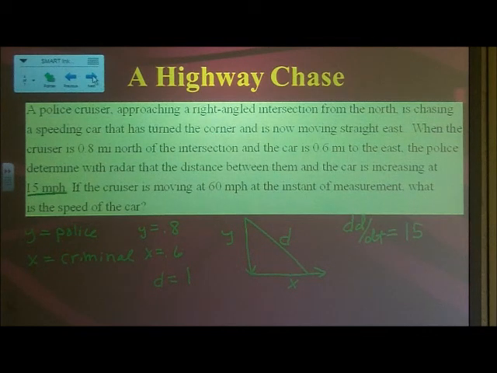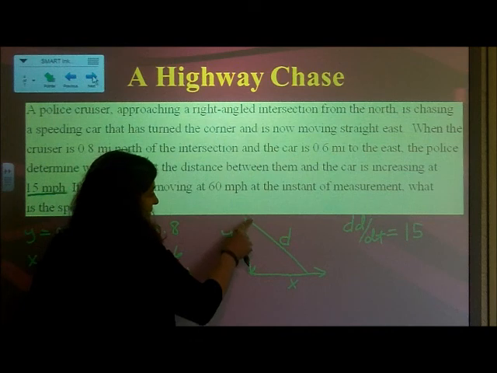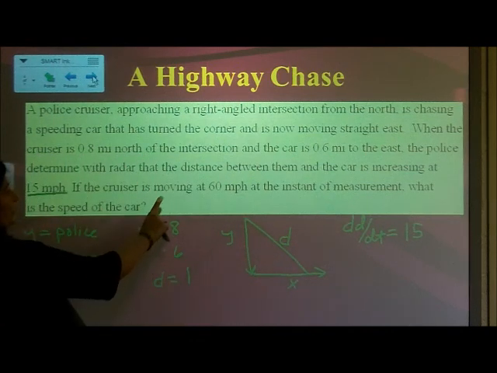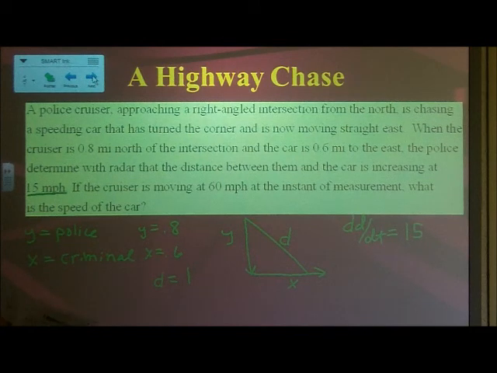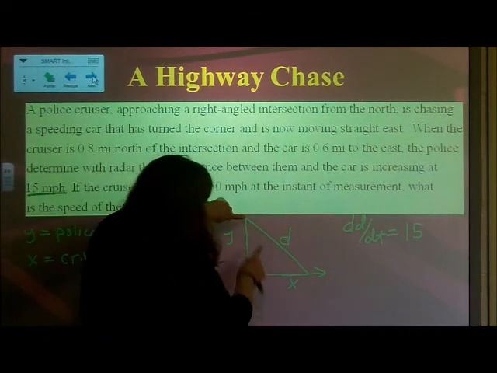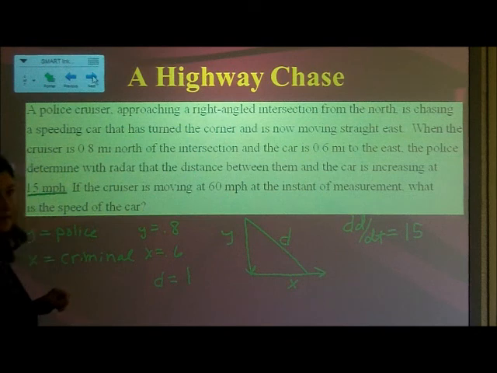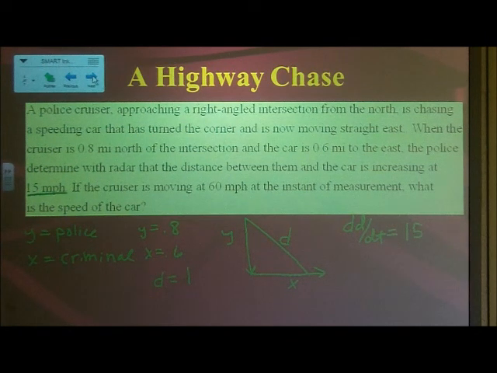60. Yes, Kristen. Wait, wouldn't it be dx? No, this is changing. The distance between them is changing. Oh, and the car is increasing at 60 miles per hour? 15 miles per hour. The distance between them and the car. That's this. You're absolutely right though, sometimes they give you the car movement.